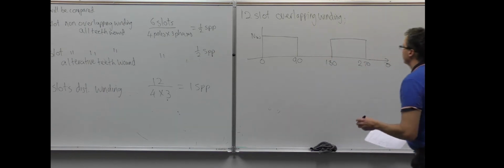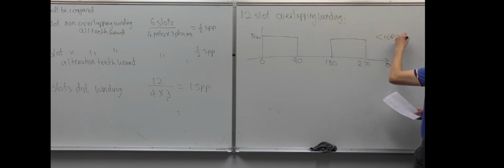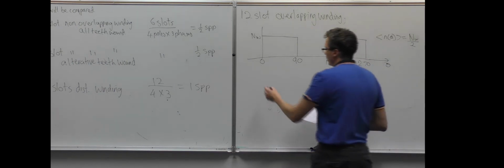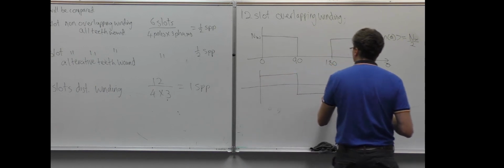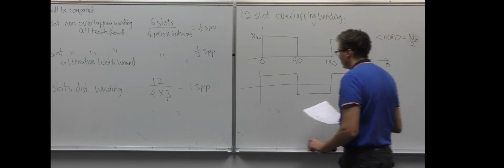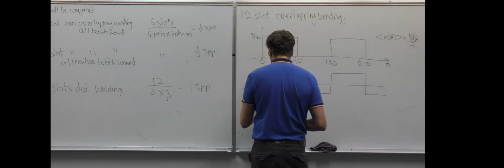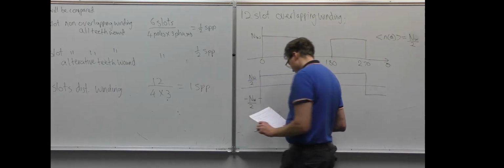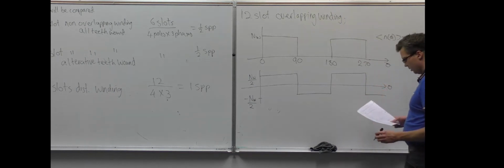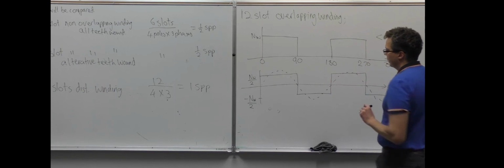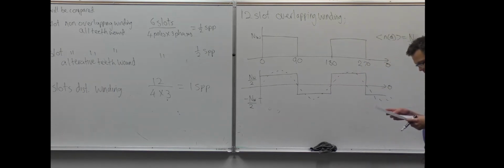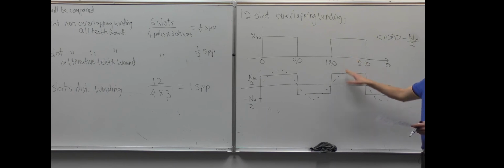And then the average of this is N_w divided by 2. So we then have a waveform that looks like this. N_w over 2, minus N_w over 2. And so you can see the four pole pairs being created there with the square wave. Okay, so we'll take a short break and then we'll look at the Fourier series for these.